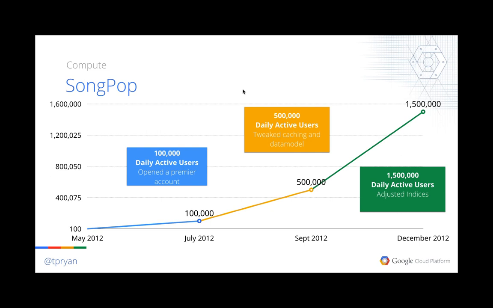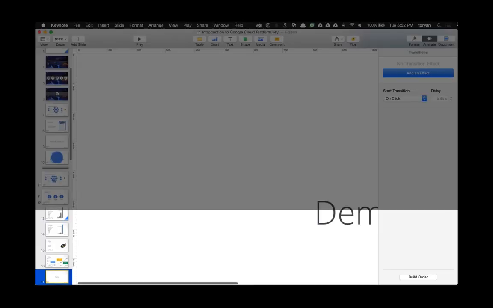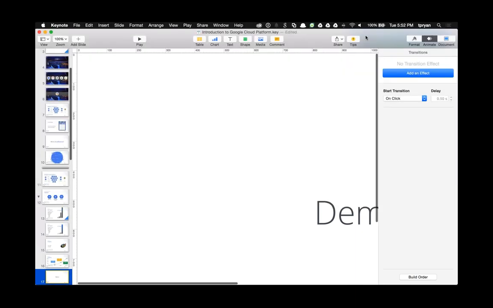And then by December, part of my screen is obscured, but at some point they got up to 1.5 million daily active users. I think that was December, so in the course of 7 months, they went to 1.5 million daily active users. At that point, they had to tweak their indices a little bit, but they were able to support that load in a very short period of time.